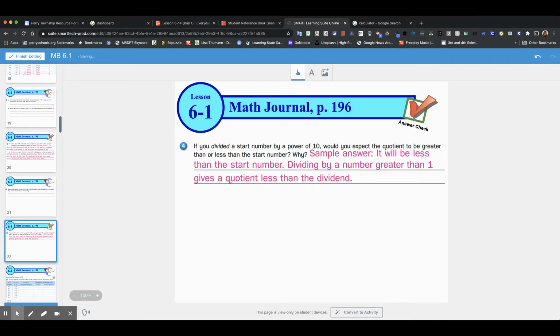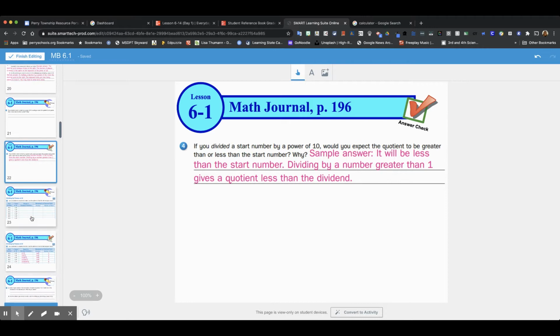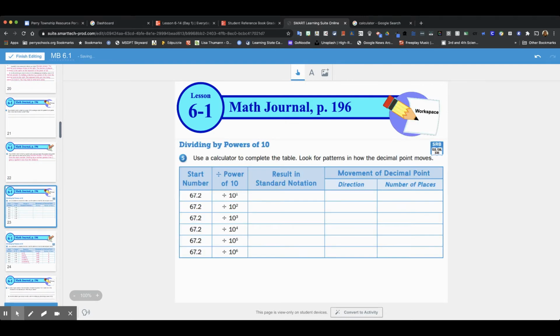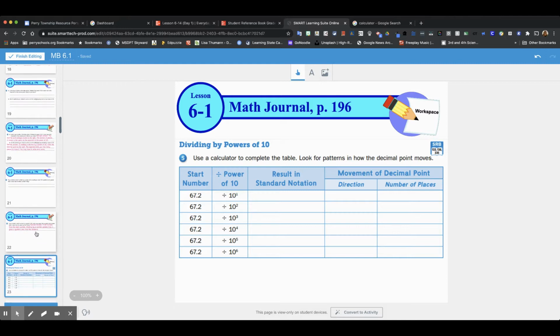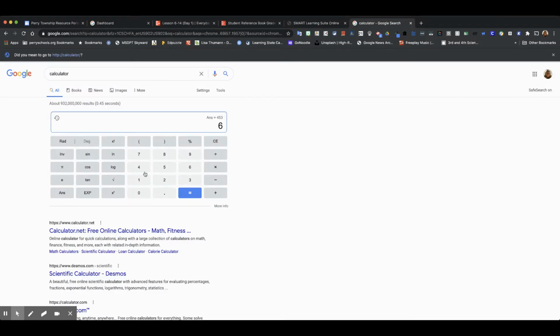Hopefully you said that it was going to be less than the start number, because when we divide a number greater than one, it gives us a quotient less than the dividend. So let's do some work with the dividing of powers of 10. Again, you get to use that calculator, and you're going to do the same thing. So I'm going to do a couple for you. I want you looking for the patterns, the direction, the number of places. Pay attention to those things that we're going to be looking for here. So we've got 67 and 2/10 divided by 10 to the first power.